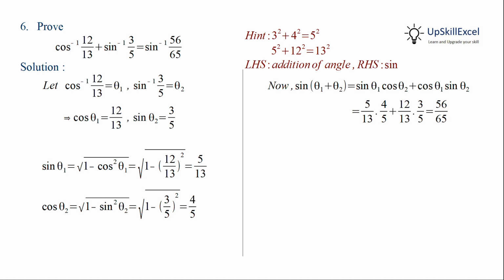If we take sine inverse on both sides, we get theta 1 plus theta 2 is equal to sine inverse of 56 by 65. We know theta 1 and theta 2 from our assumption, hence we get sin inverse 56 by 65 is equal to cos inverse 12 by 13 plus sin inverse 3 by 5.